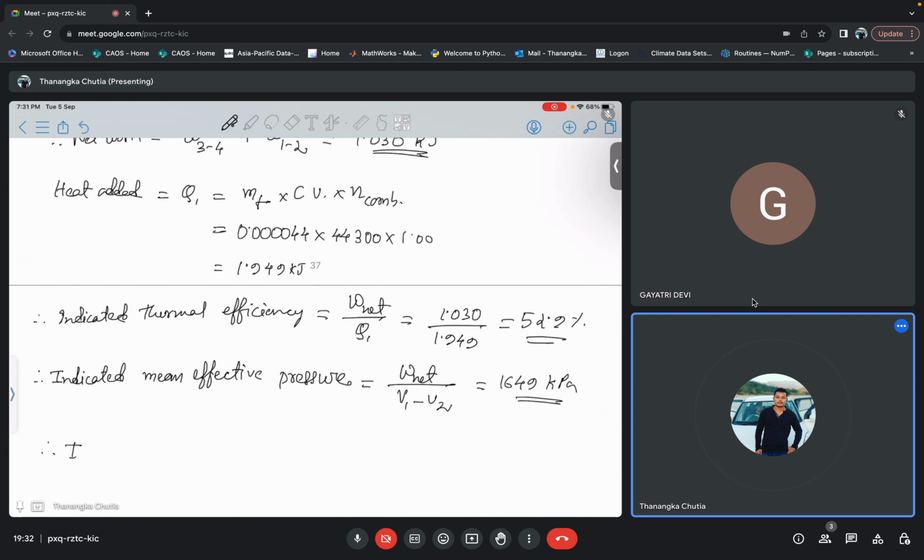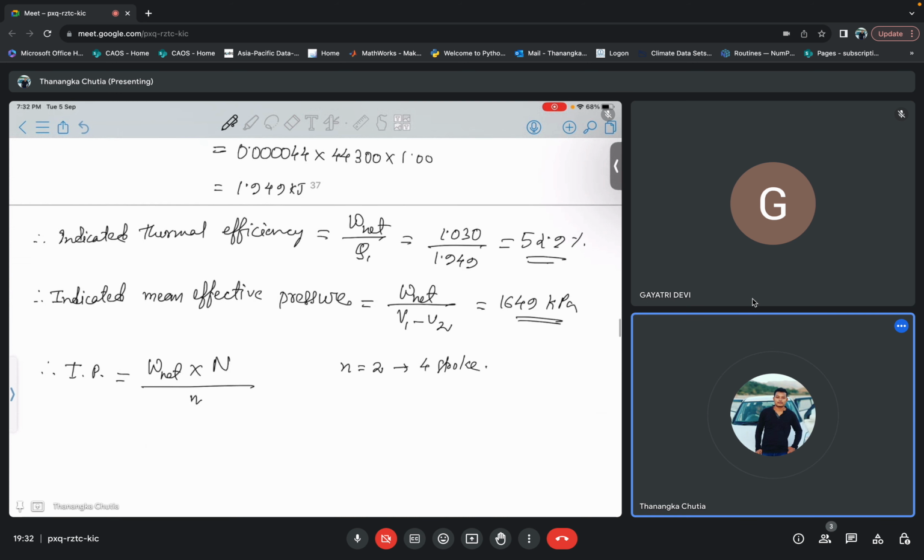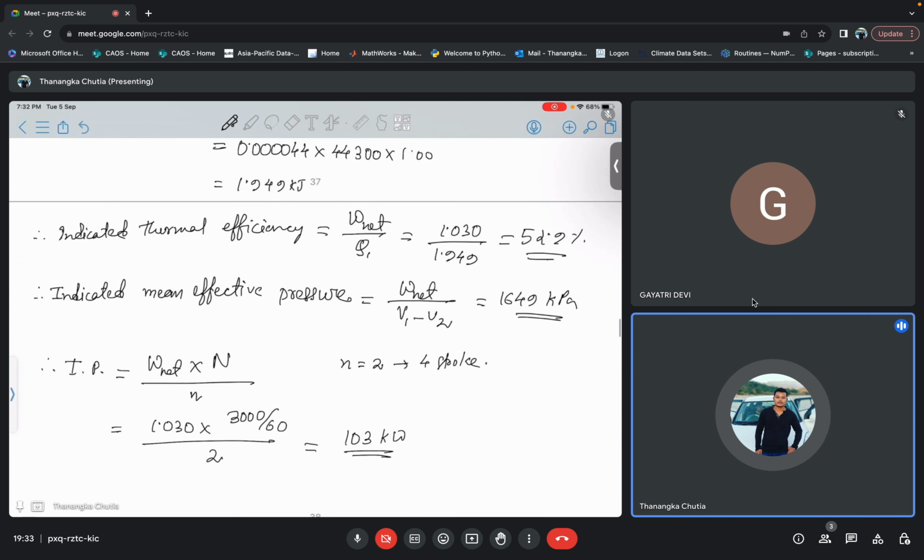Therefore indicated power will be what? W net into RPM, which we have already got, divided by small n. Now this small n is equal to 2 here because it is a 4-stroke cycle, so 2 revolutions per cycle. So that's why this will be 1.030 into RPM, given as 3000 divided by 60, expressing in revolutions per second, divided by 2. So from here you will get this as 103 kilowatt. So we have got indicated power.